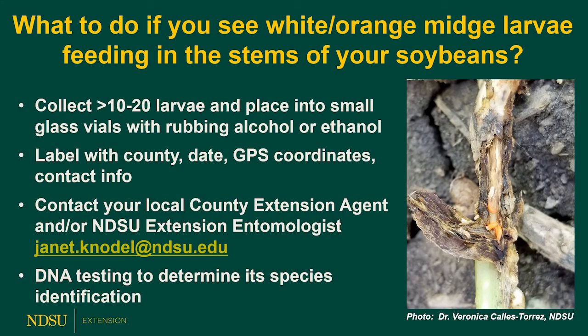So what to do if you do see some midge larvae feeding in the stems of your soybeans? Don't panic. Collect some larvae, place them into a glass vial with rubbing alcohol or ethanol. Record your county, date, GPS coordinates, and your contact info. And if you don't have glass vials with ethanol, you can get some from your local county extension agent or me. And then be sure you contact us and we will get the DNA tested to determine which species it is.